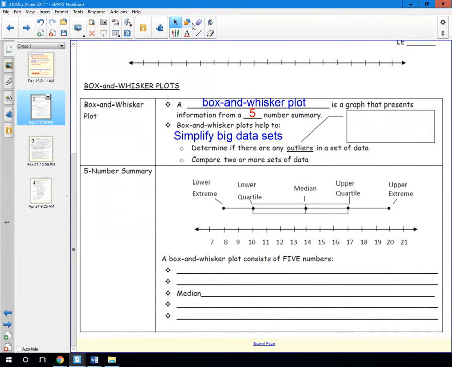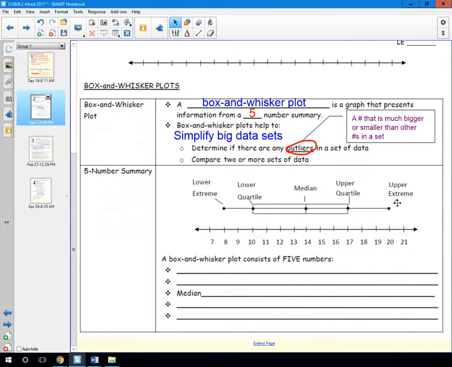Do y'all remember that word outlier from yesterday? What do we say an outlier was? It was a number that didn't belong. It's a number that is either way bigger or way smaller than the other numbers in a set. So if all the numbers are in the 80s and 90s, and then there's one number in the 20 range, then that is an outlier.